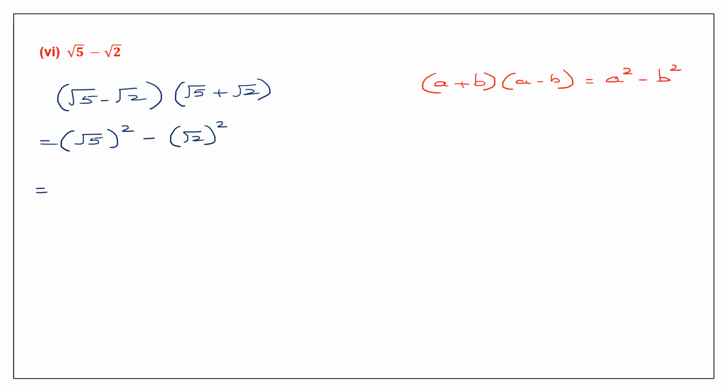Now root 5 into root 5 makes it 5. Root 2 into root 2 makes it 2. So 5 minus 2 is 3, which is a rational number.